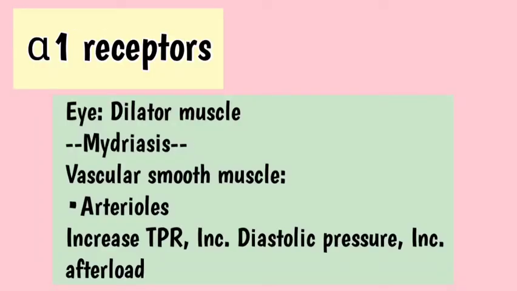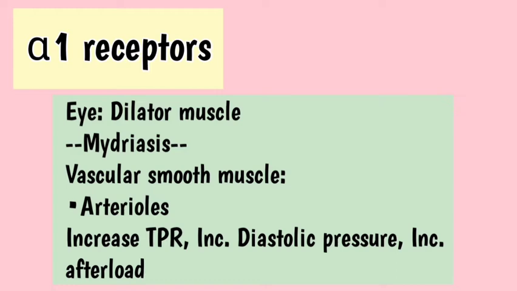Alpha 1 receptors. Alpha 1 receptors are located on the dilator pupillae muscle of the eye, and when there is sympathetic stimulation, the response produced is mydriasis. They are also present on the vascular smooth muscles of arterioles and veins, and when there is vasoconstriction due to alpha 1 activation, there is increased total peripheral vascular resistance, which results in increased diastolic pressure and increased cardiac afterload.